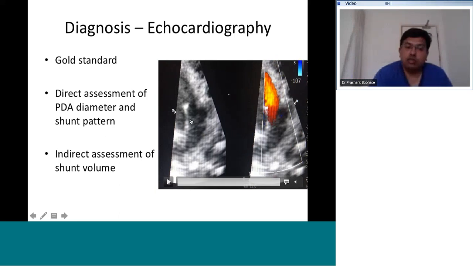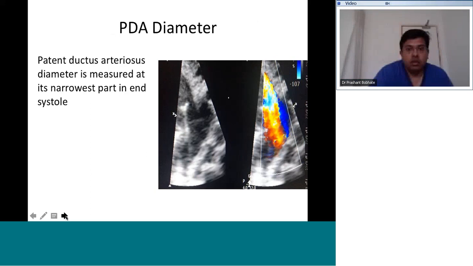So we can see that we can assess the PDA, the size of the PDA, the shunt across the flow, and also we can indirectly assess what the QpQs is in this baby.